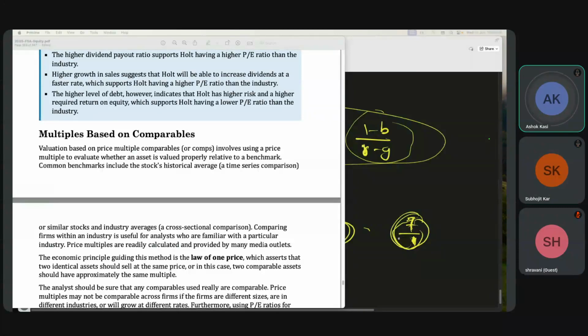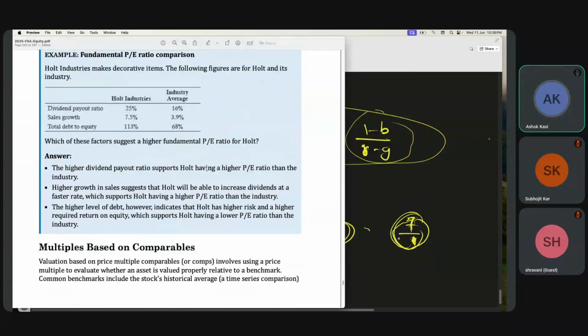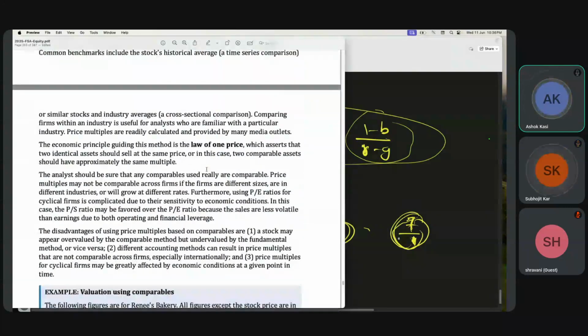Okay, we'll continue. You can see the screen still, right? Yes.